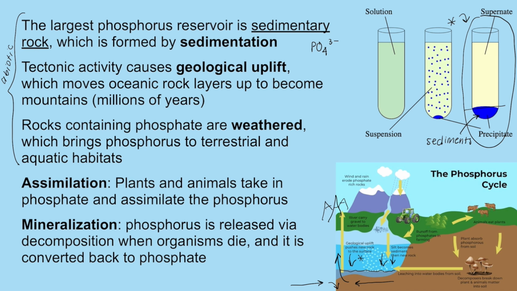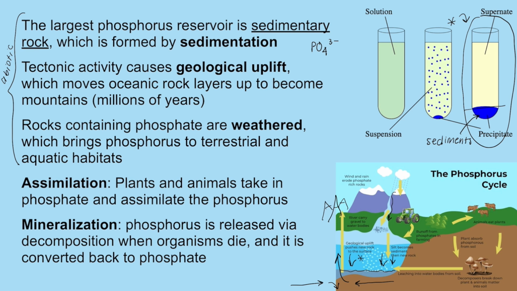And then once we have this phosphate-based rock that is in the form of mountains, the rocks containing phosphate are weathered, which occurs due to rainfall, other natural forces just wearing away at the rock surface. But this brings phosphorus back to terrestrial and aquatic habitats. So that's when we see rainfall weathering these phosphates, they return back into aquatic environments, become sediments, and then settle at the bottom of these bodies of water again.